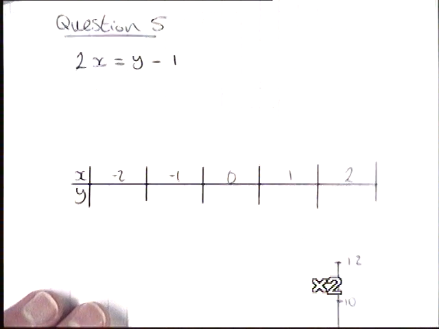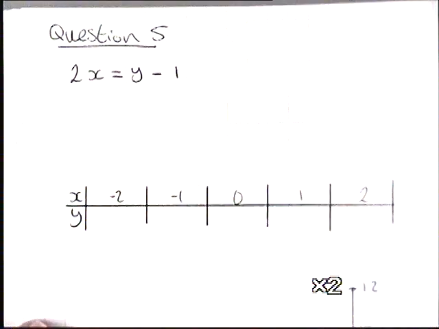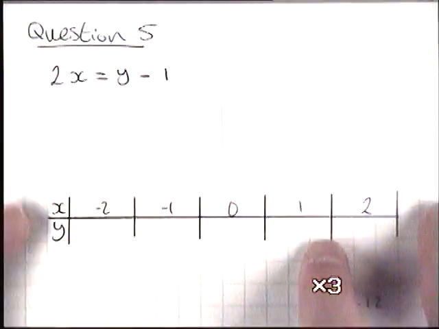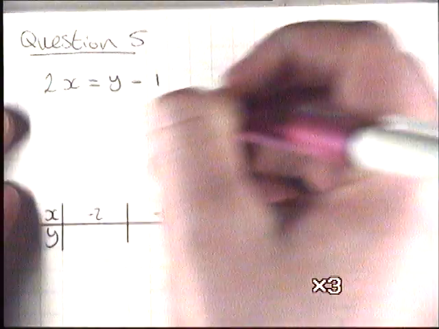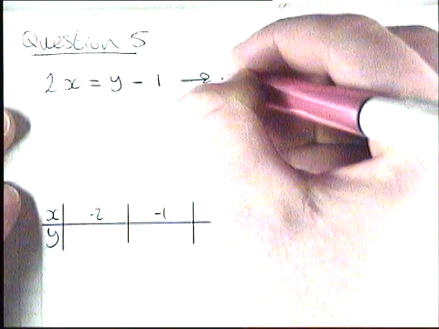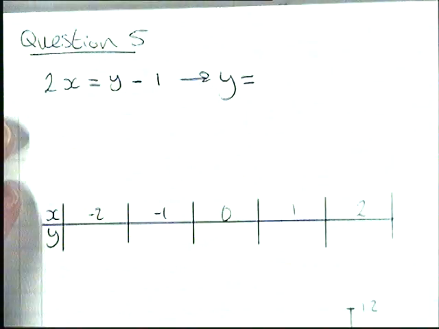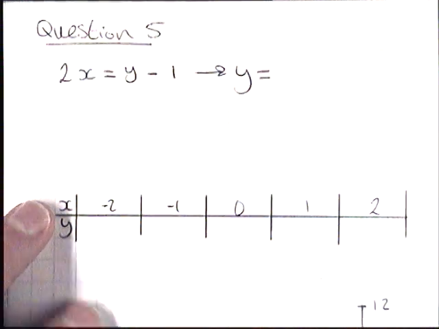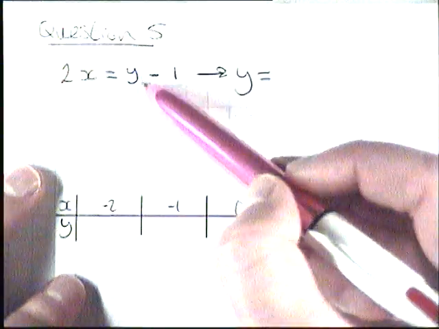Question 5, so onto the rearranging questions now. So we need to get our equation in the form y equals. So we need to rearrange the equation that we've got to make sure we've got the y all on its own. So we're going to start by trying to get rid of this -1 just here.